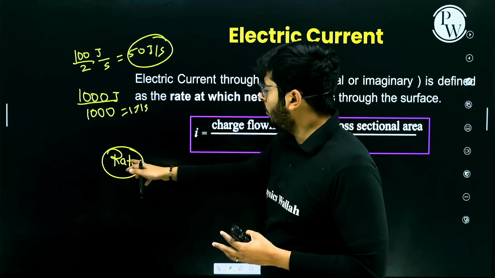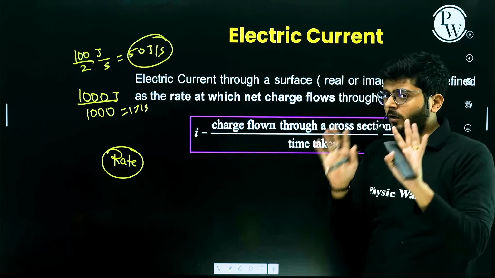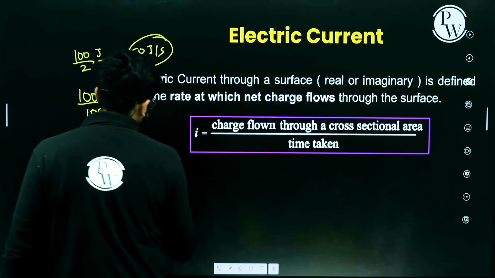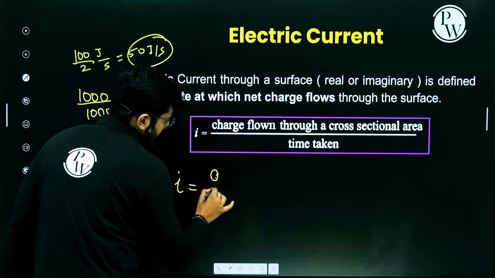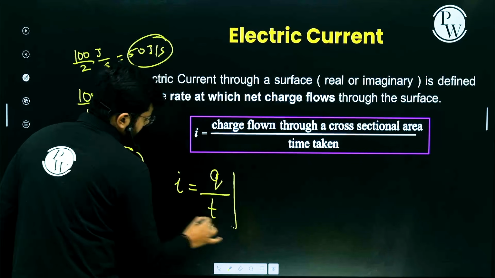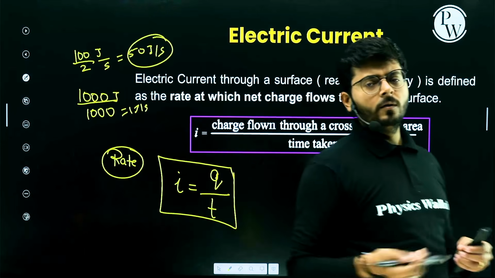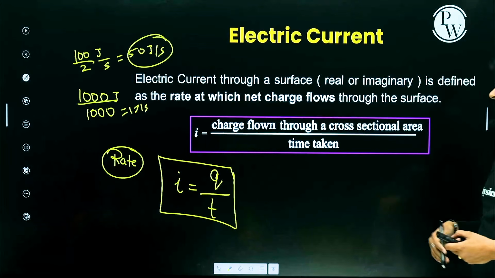So what is the electric current? It is the rate of flow of charge, not the amount of charge. That means how quickly the charge is flowing. So current is the rate of flow of charge. For the simple grade 9th definition: I is Q by T. We will talk more about it in later pages. So I is Q by T, how quickly the charges are flowing.